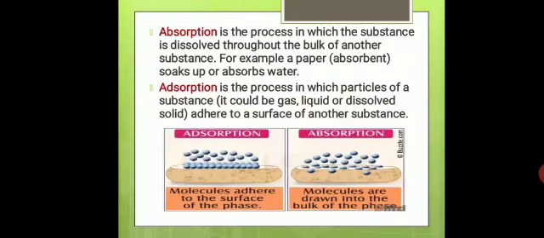To understand chromatography very clearly, we need to look at the difference between two important terms: absorption and adsorption. See the difference. Absorption is a process in which the substance is dissolved throughout the bulk of another substance. For example, paper soaking up or absorbing water, or cotton absorbing water, that is absorption. The water molecules will enter into the surface itself, you can see here.